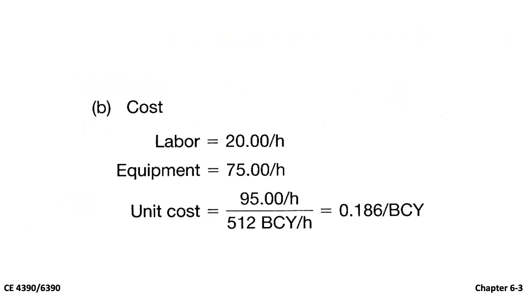The unit cost is equal to the sum of hourly labor cost and equipment cost, $95 per hour, divided by the hourly production, 512 BCY per hour. We got $0.186 per BCY.